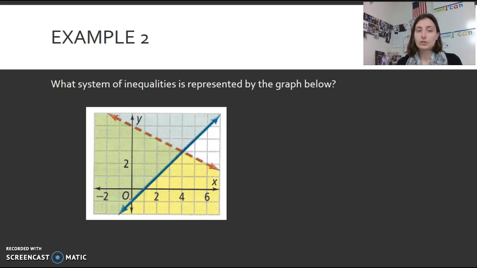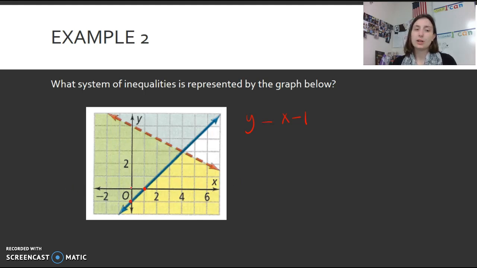I'm going to find the slope, so I know I have a point here and I have a point there, so that means my slope is 1. So I'm going to have y blank 1x, or just x, and then I'm at negative 1, so minus 1. So I know that that is the equation. I know that because it is solid, I'm going to have the equal to line.